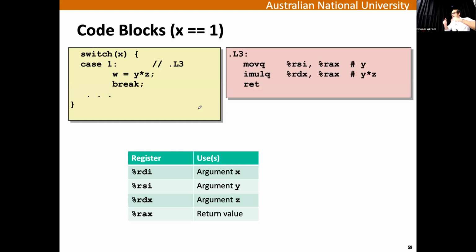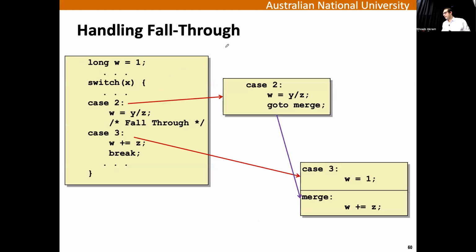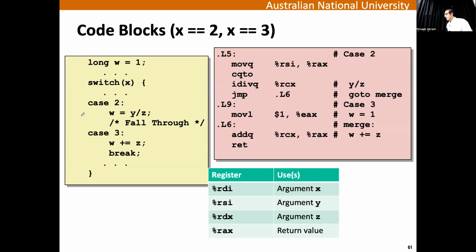So here is an example of, for case 1, you would translate C into assembly the usual way, and this is how you place the code for label L3 at a specific location in your address space, and jump to that location and start executing from that location. You can handle fall through using standard assembly tricks. Here you have case 2 and case 3.